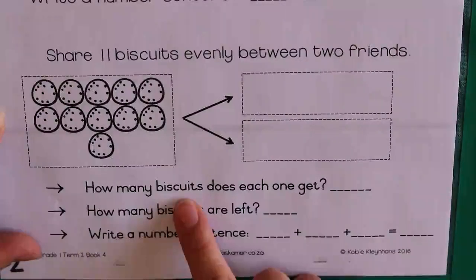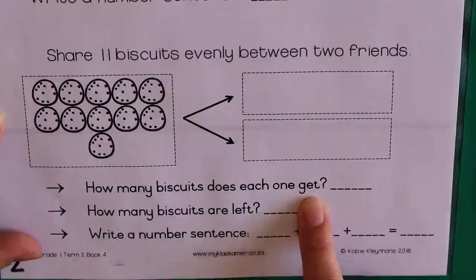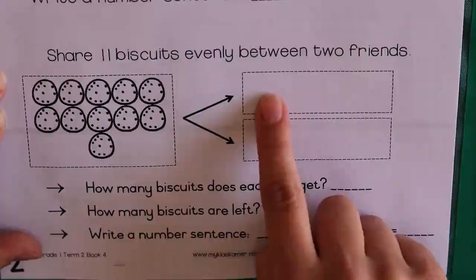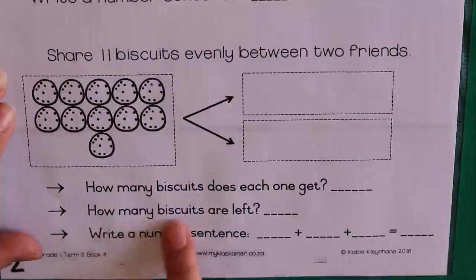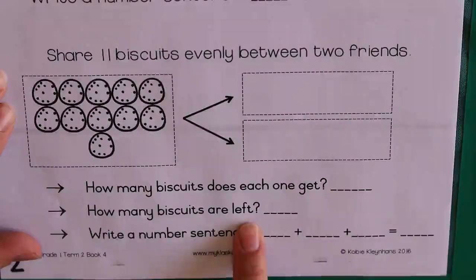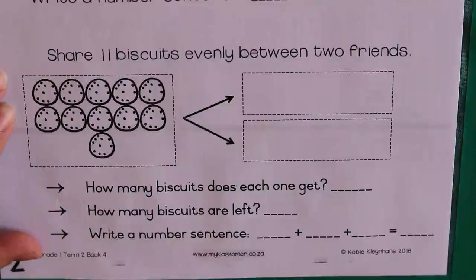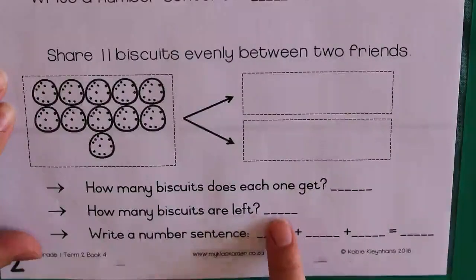How many biscuits does each one get? So this is when you are going to count how many one child gets. Okay, that's the number you write there. Next, how many biscuits are left? Now remember, the ones that are left is the one that we didn't color in. Okay, how many did not get colored in? How many did not get to go to the children? You write that number over there. Okay.